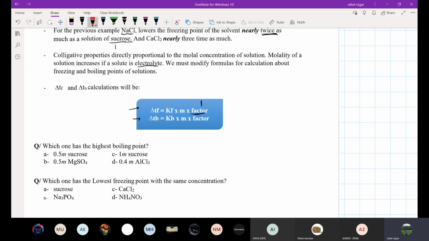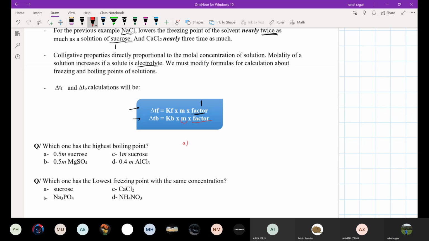You know, delta TB is equal to KB times molarity times factor. Since all of them are dissolved in water, you don't have to look at the KB. All of the KBs are equal. But what are the differences? Molarity and factor. So let's look at them.